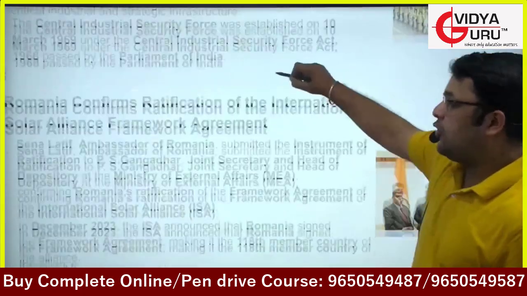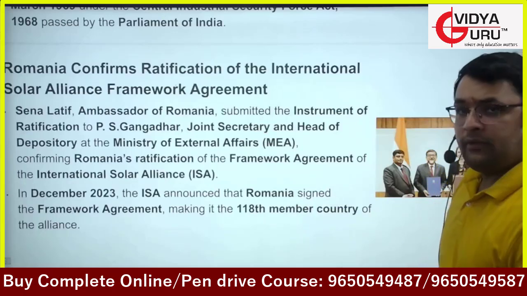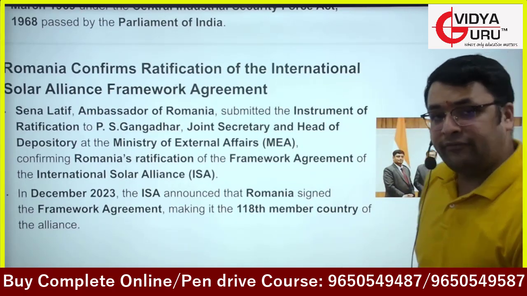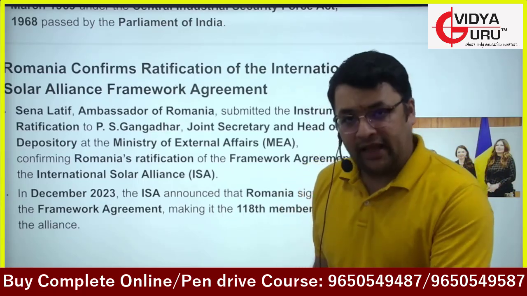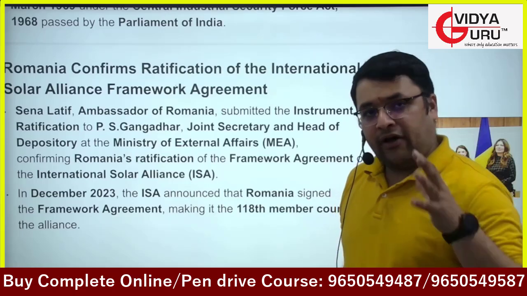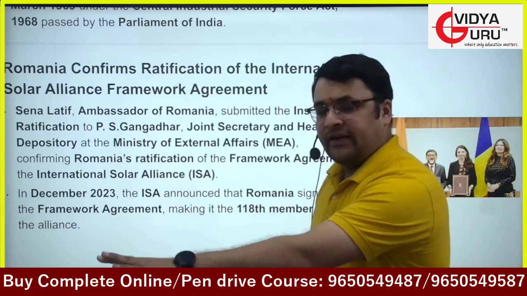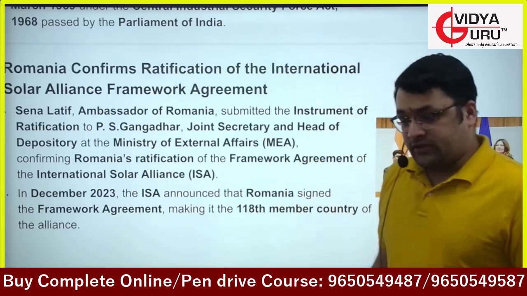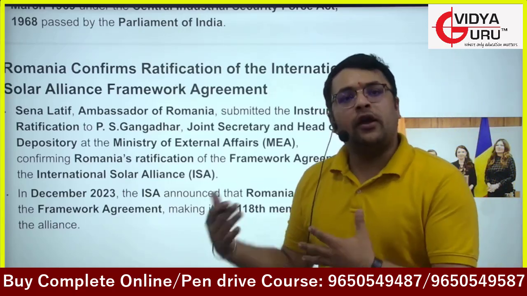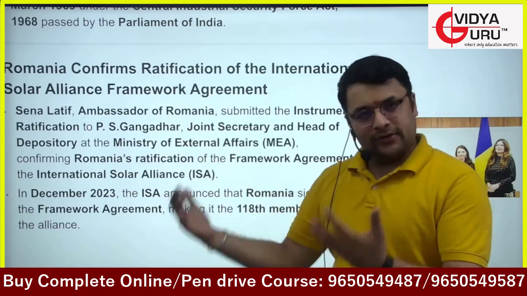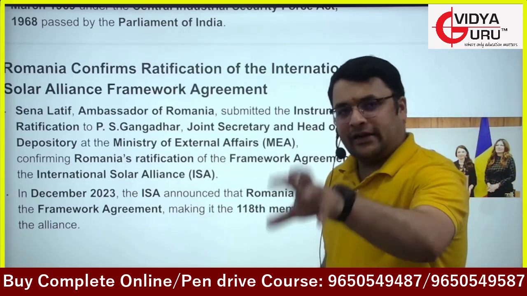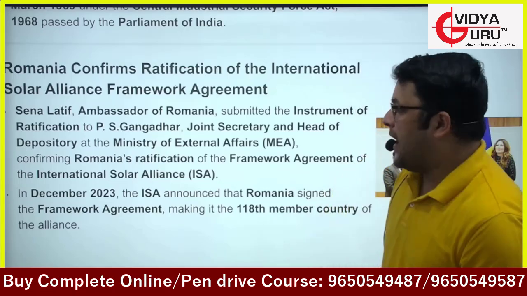Coming to the next one, Romania. Romania has confirmed the ratification of ISA. So this is the new country to ratify the International Solar Alliance. However, America has taken a U-turn from this alliance after Donald Trump succeeded as president of the US, because he thought that fighting an Iran war is cheaper than joining institutions like ISA. So thank God that Americans have selected such a wonderful leader as their president.